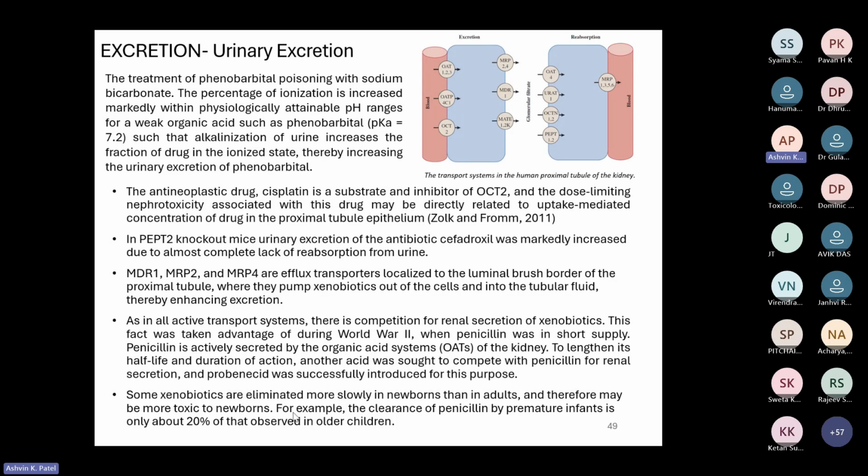Another example is cephaloridine, which is nephrotoxic in adult animals but not in newborns. The reduced toxicity results directly from the lack of active uptake of cephaloridine by the kidney in newborns.